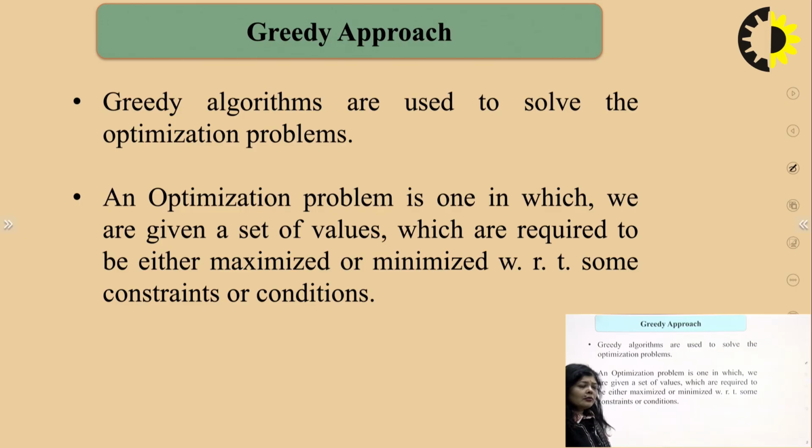So it could be the value of the profit, or it could be the value of the cost. In case of cost, we want to minimize it, and in case of profit, for example, we want to find a maximization function that can maximize the overall profit that I'm gaining with respect to the given constraints and the given set of values.